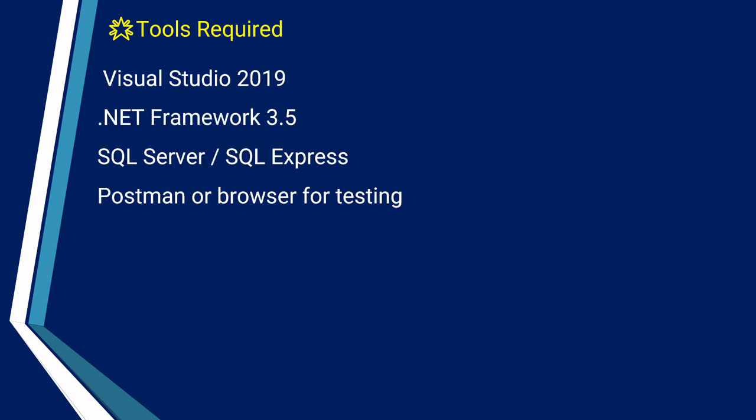To build ASMX APIs, we will use Visual Studio 2019 with .NET Framework 3.5 support. SQL Server will store our data, and tools like Postman or even a browser will help us test our API endpoints quickly and efficiently.